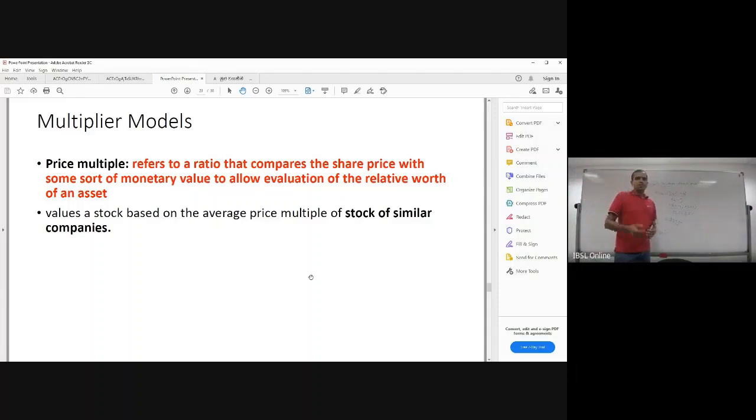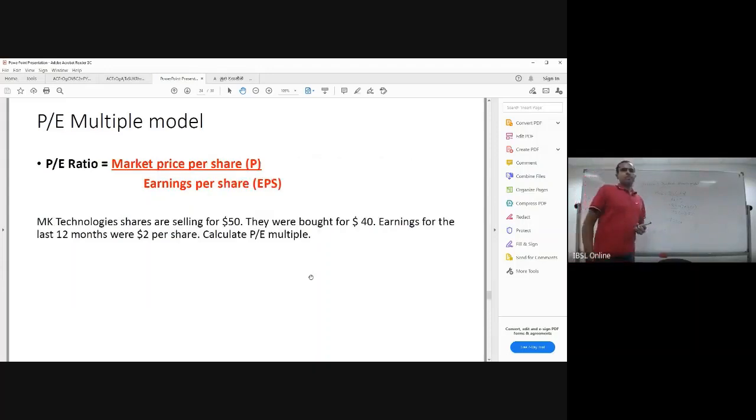And so let's see what the multiples are. It gives the values of a stock based on the average price multiple of stocks of similar companies. One multiple you can use is the PE ratio, the price per share divided by earnings per share.